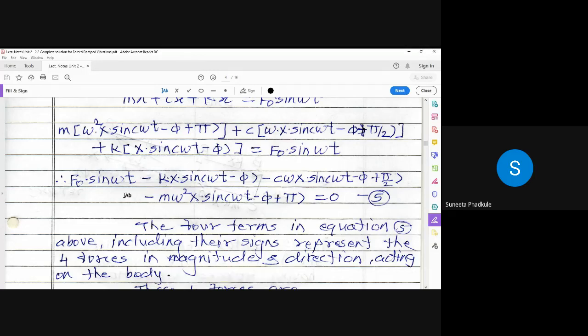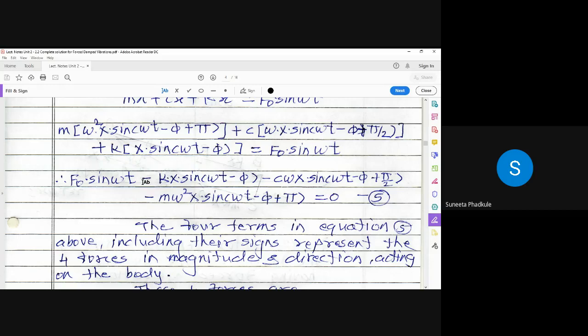Now see, whenever it is a vector, you know that there are two important parameters: the magnitude of the vector and the direction of the vector. So here, what is the magnitude of this external excitation? F0, the coefficient of sine omega t. What is the magnitude of the spring force? Kx, the coefficient of the sine term. What is the magnitude of the damping force? C omega x, the coefficient of sine. What is the magnitude of the inertia force? M omega square x, the coefficient of the sine term.